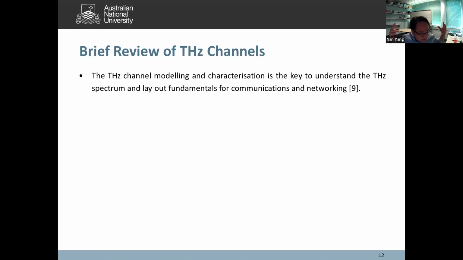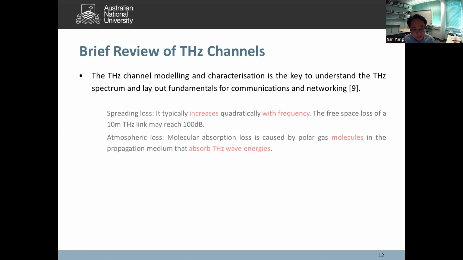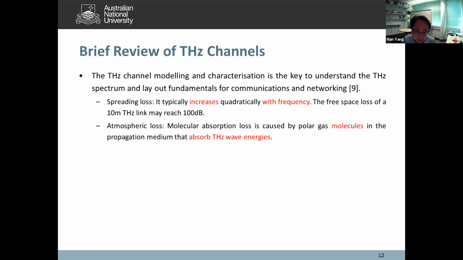So what would be the most important properties of terahertz channels? Let's start with large scale propagation. Terahertz propagation is affected by two phenomena: one is the spreading loss, and the other is atmospheric loss. The spreading loss typically increases quadratically with the frequency. According to some demos or test results, the free space loss of a 10-meter terahertz link may reach 100 dB, which means the spreading loss is very large.